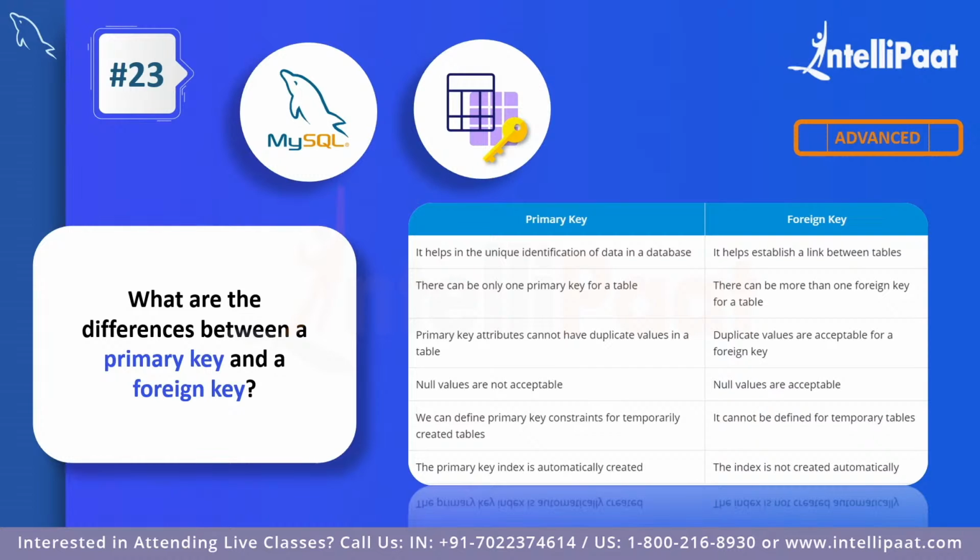Null values are not acceptable in primary key as we discussed earlier, while null values are acceptable in the foreign key column. We can define primary key constraints for temporarily created tables. We cannot do that for foreign keys. The primary key index is automatically created, while in the foreign key, the index is not automatically created.